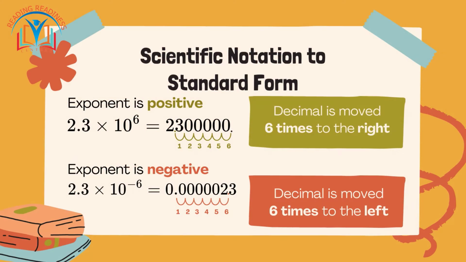How do we transition from scientific notation to our standard form? If the exponent is positive, like here, shift the decimal to the right 6 times, resulting in 2,300,000. If it's negative, like this, the decimal is moved 6 times to the left, yielding 0.00000023.